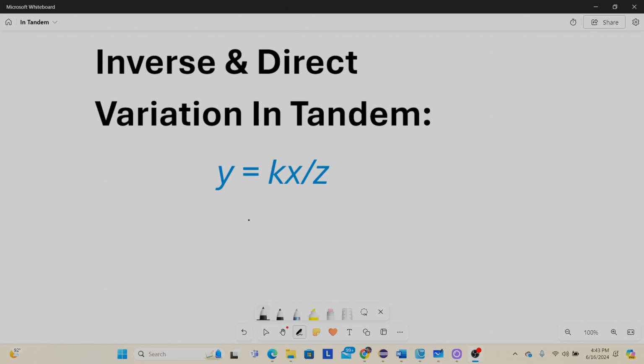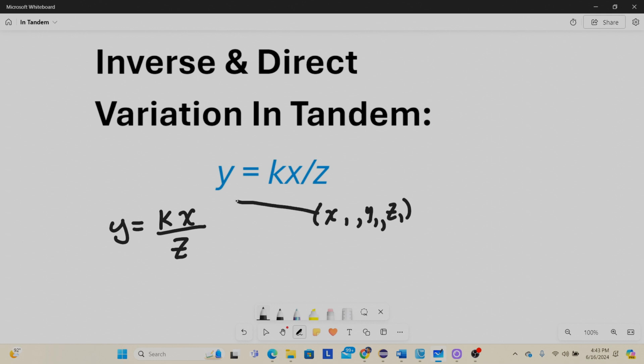Okay, in recent years, I've seen some recent tests that often use inverse and direct variation working in tandem. So what the problem will do is they'll say one variable varies directly with another variable, say y varies directly with x, but inversely with yet a third variable. And what will happen is they'll give you a point, an ordered triplet that makes this true, x1, y1, z1. And again, similar to inverse and direct variation working in isolation, you can plug it in and solve for your constant, and then you have the governing equation.